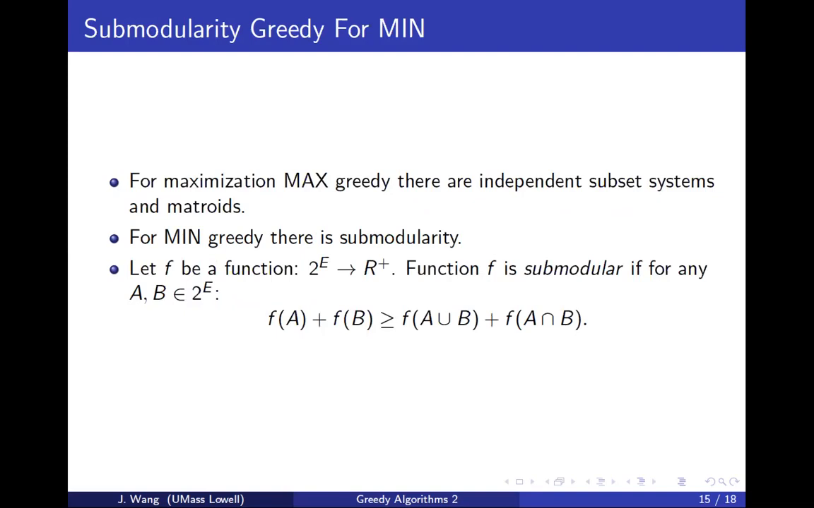For independent subset systems and matroids, we have these greedy algorithms. But for minimization, we don't have anything similar to maximization, but we have something called submodularity.